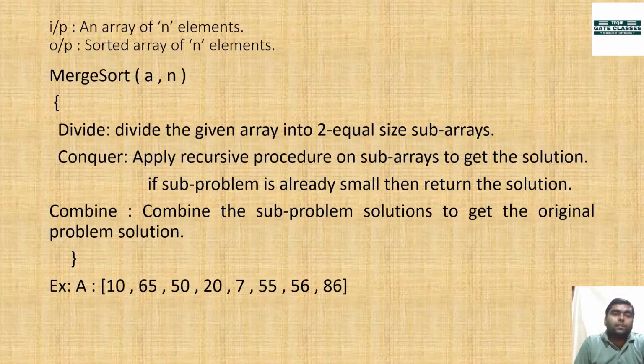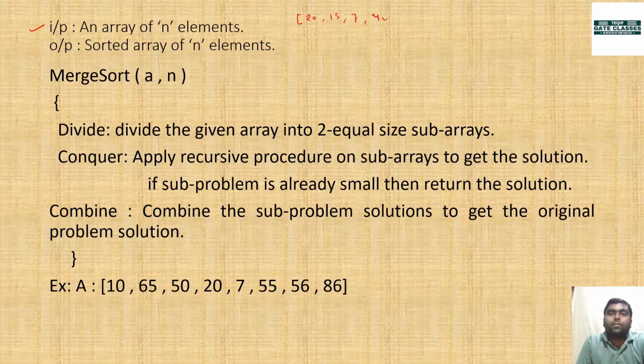So what is given? The input is an array of n elements and the output is a sorted array of n elements. Just take as an example, the input is 20, 15, 7 and 40. Let us suppose these four elements. Then what will be the output? Output will be 7, 15, 20 and 40. So this is our input and this is going to be our output in that case.